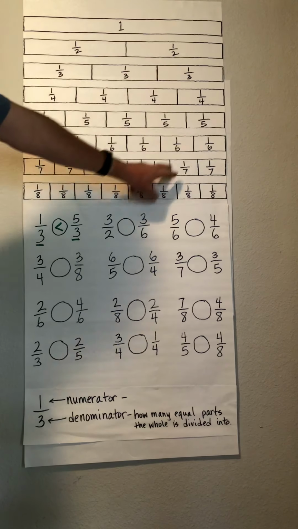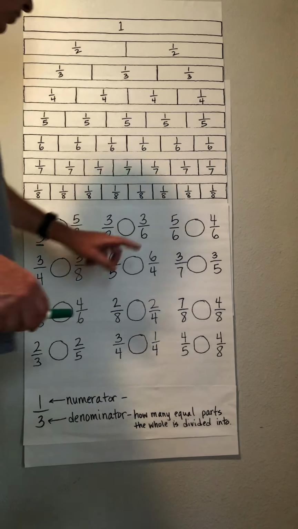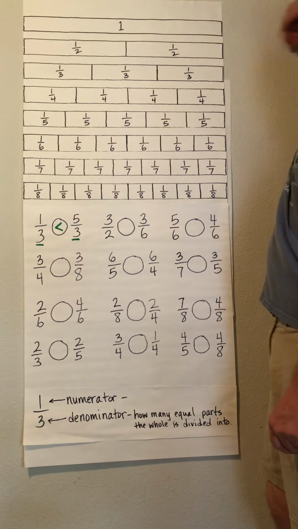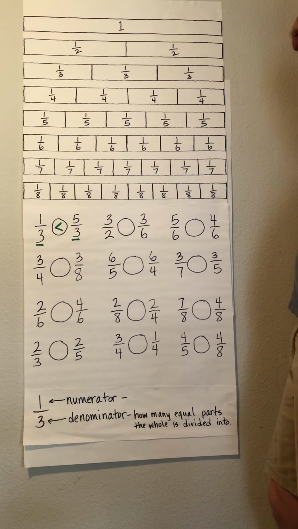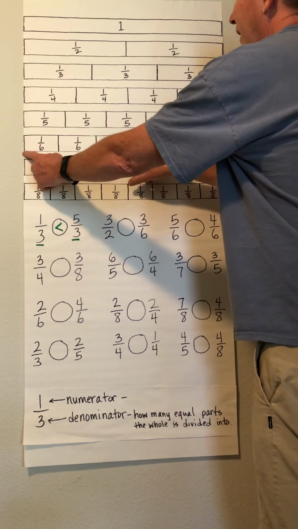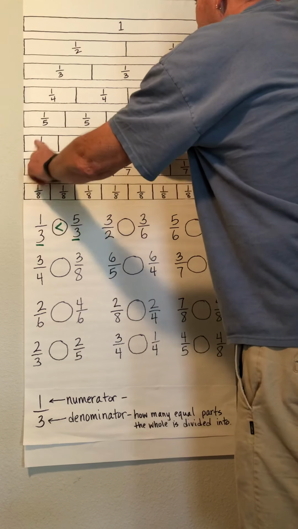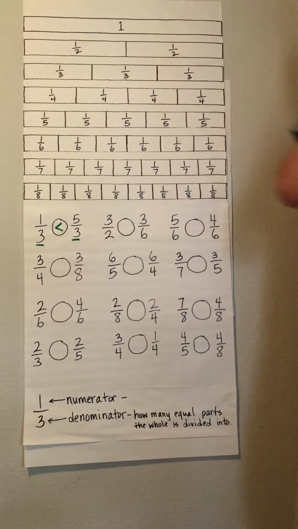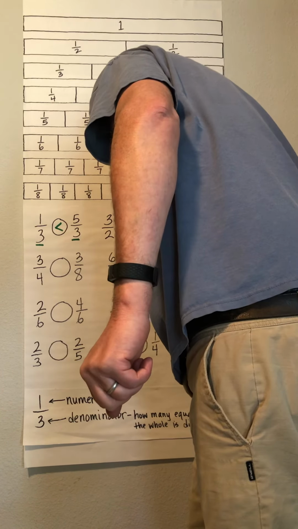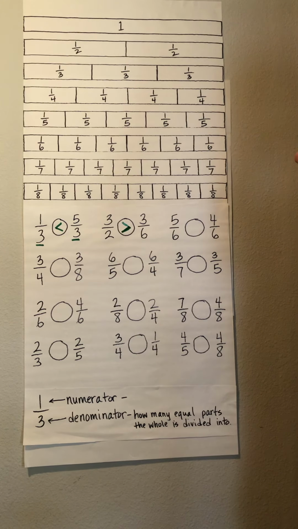But you can use these fraction bars to help you visualize that. So here's 3/2 and 3/6. Okay, so 1/2, 2/2, 3/2. So this is greater than 1. Okay? 3/6. 1, 2, 3, 3/6. So which one is bigger? This 3/6 or 3 of these halves? Yes, 3 of the halves is bigger.